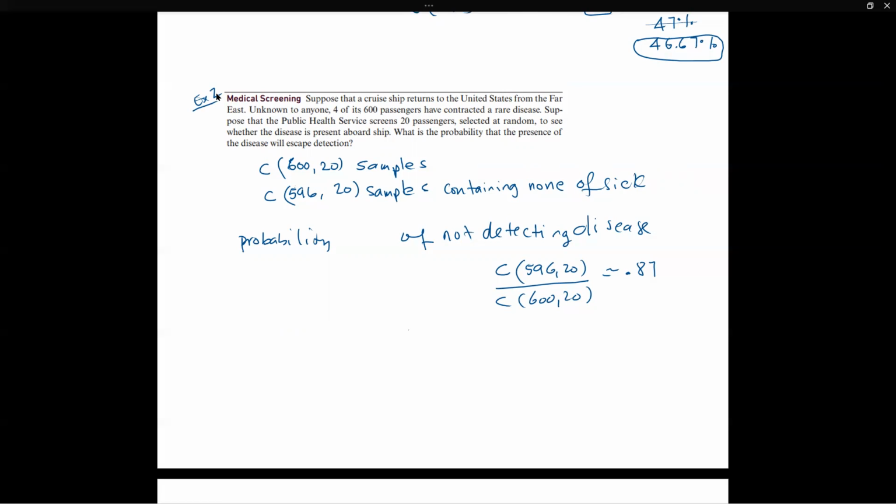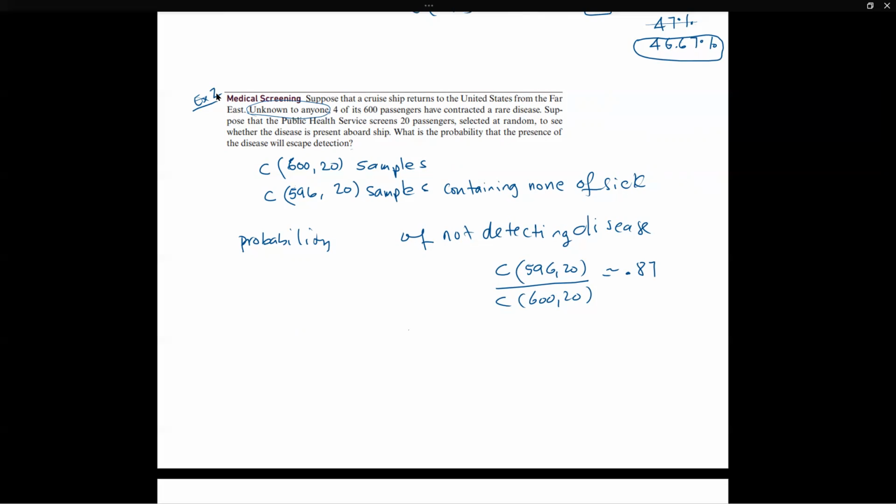So what is the probability that the presence of the disease will escape detection? Right. So suppose that the cruise ship returns, unknown to anyone, 4 out of 600 passengers. So you see this, unknown to anyone, 4 of its 600 passengers have contracted a rare disease. So suppose that the service wants to screen 20 passengers to see whether the disease is present. What is the probability that the presence of the disease will escape detection?